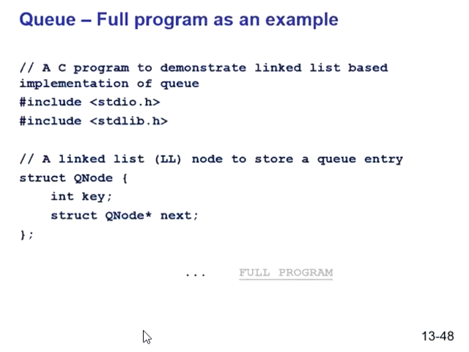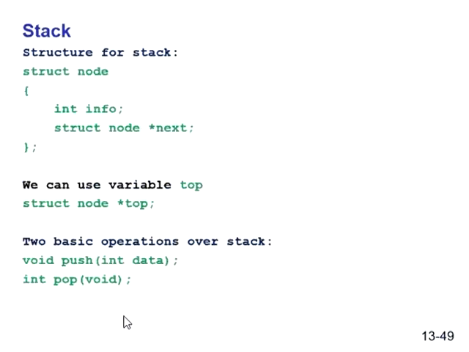And we start with the organization for the stack, and we have the same thing. We have the data, the info, or the key, and we have the field for next, which gets the next link. We use the variable top, which also points to the top node. We have two basic operations over a stack, push and pop. But over here we use the C program for them.